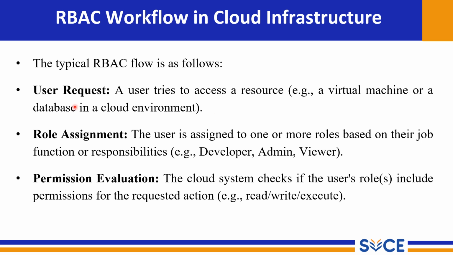So the typical RBAC flow is as follows. The first one is the user request: the user tries to access a resource, for example a virtual machine or a database in a cloud environment. The second one is role assignment. So the user is assigned to one or more roles based on job function or responsibilities, for example developer, admin, or viewer.